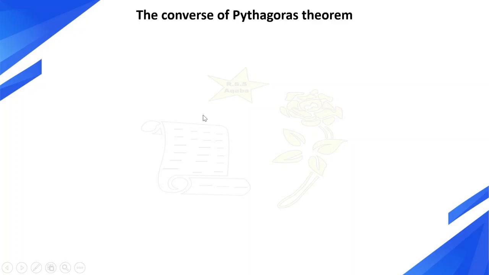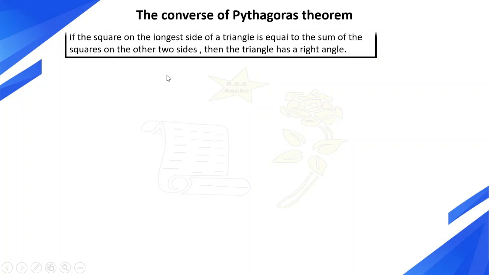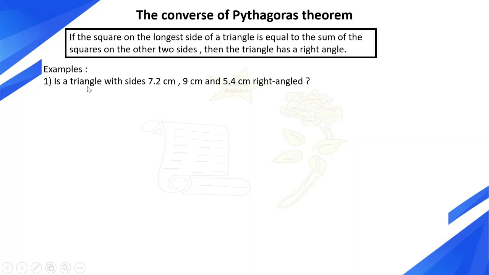Now, the converse of Pythagoras theorem is if the square on the longest side of a triangle is equal to the sum of the squares on the other two sides, then the triangle has a right angle. For example, is a triangle with sides 7.2 centimeters, 9 centimeters, and 5.4 centimeters right angled?